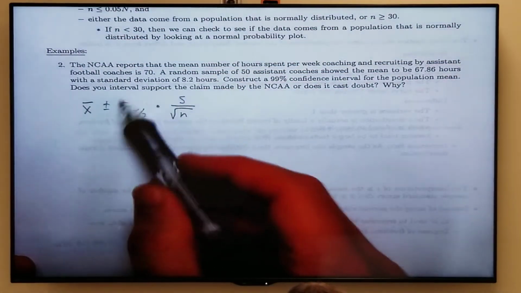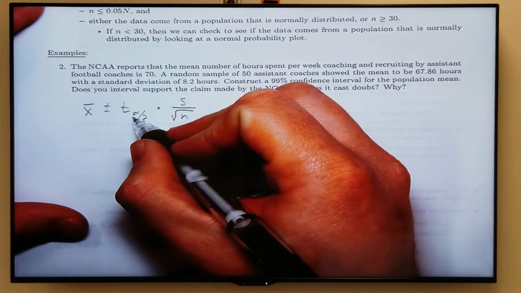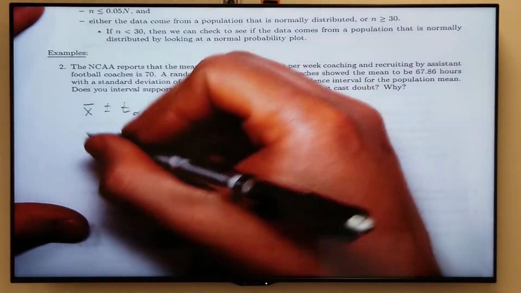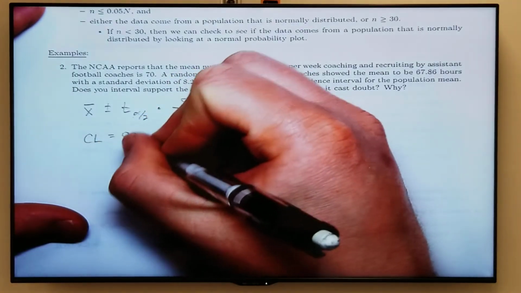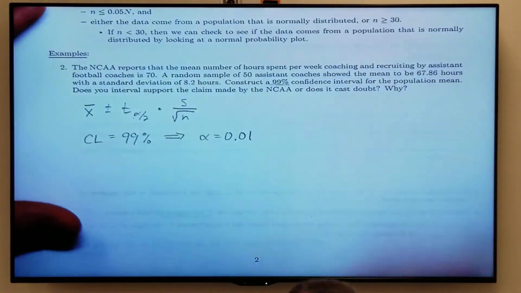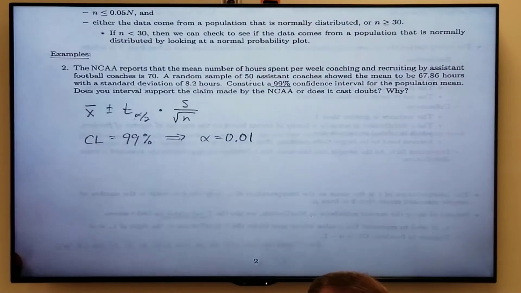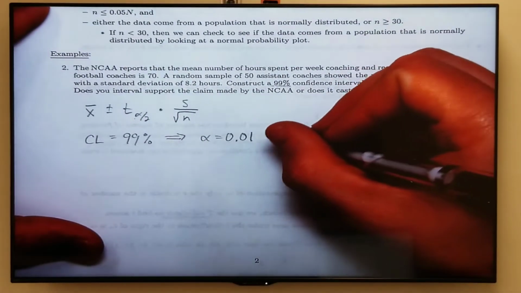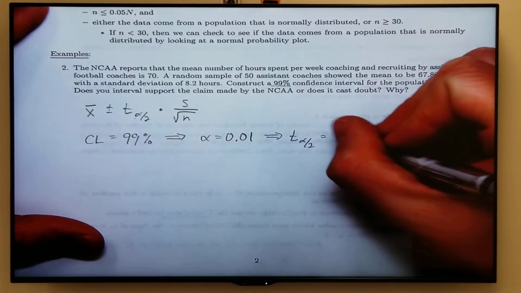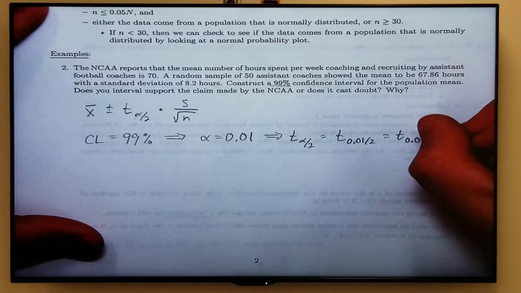Okay, so let's work on t sub alpha over 2 for a second, right? Remember that alpha is related to our confidence level. Our confidence level in this case is 99%. So since our confidence level is 99%, that means that alpha is 0.01. Okay, 100% minus 99% is 1%. 1% as a decimal is 0.01. If alpha is 0.01, then t sub alpha over 2 would be t sub 0.01 divided by 2. That would be t sub 0.005.